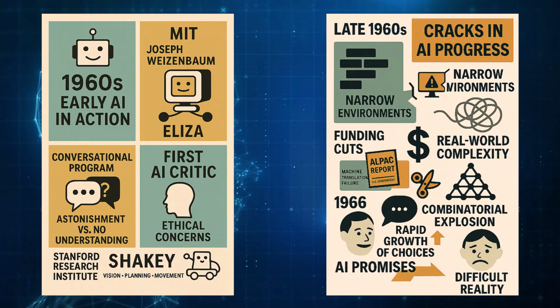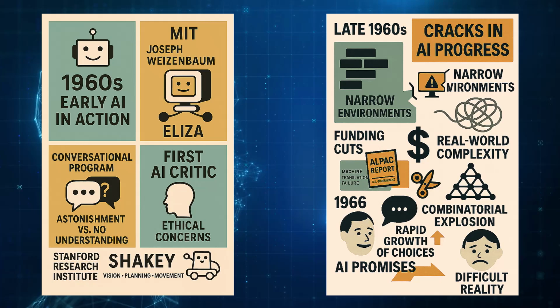And yet by the end of the 1960s, cracks were beginning to show. Many of these programs worked only in narrow, simplified environments. Real-world complexity was overwhelming. In 1966, a U.S. government study known as the ALPAC report concluded that machine translation research had failed to deliver results despite years of investment. Funding was cut and enthusiasm for language-focused AI dwindled.